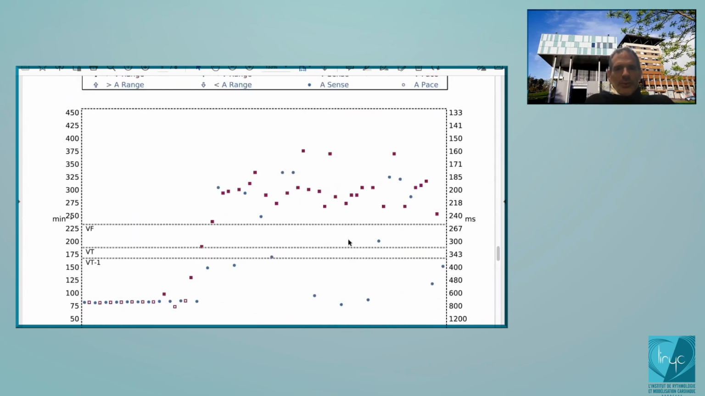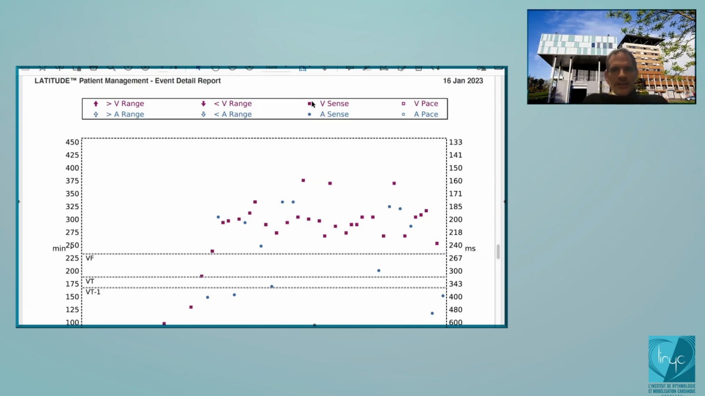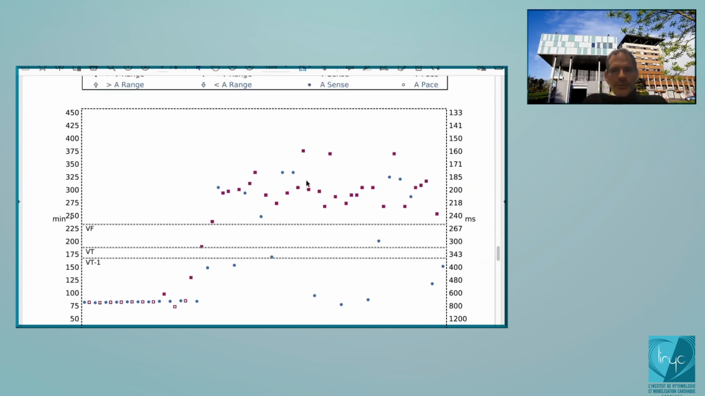Now, if you have a look at the plot, it also has many different markers, so it's a bit more difficult to understand. But this is V-sense, and so you see initially atrial sensing, ventricular pacing, atrial sensing, ventricular pacing, and then 1 or 2 PVCs, and then acceleration inside the VF zone. The plot is the best way to see if there is undersensing.